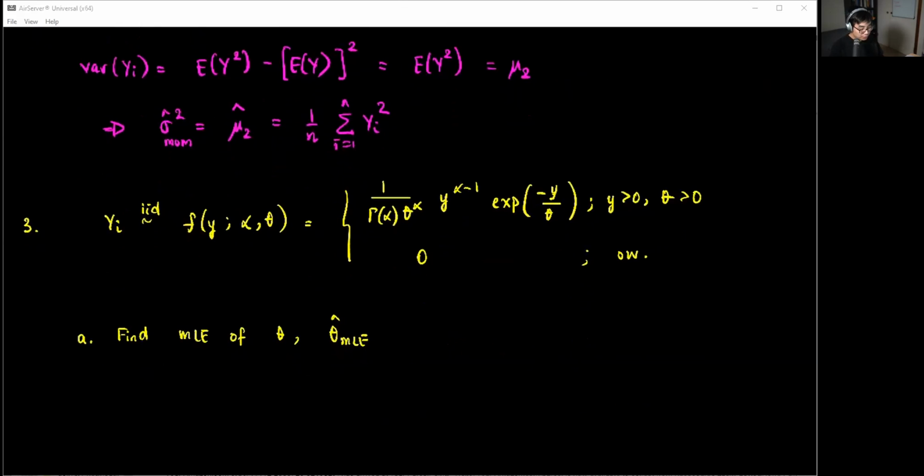All right, so what's the likelihood function here? The likelihood function of theta, okay, is going to be given by the product of the distribution of the y's.